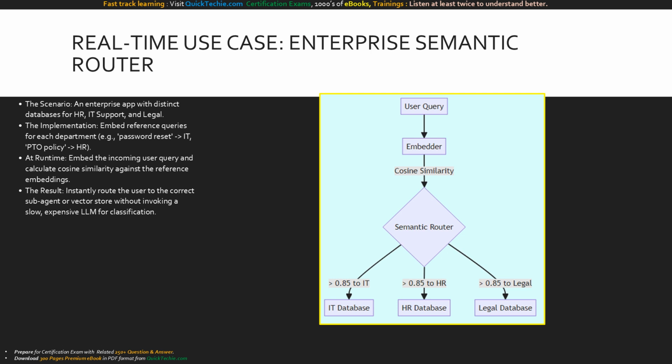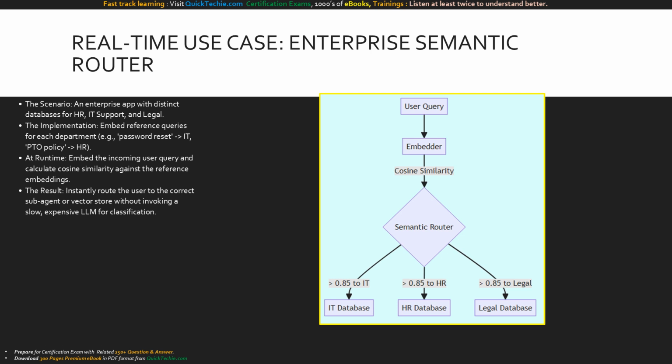At runtime, we instantly embed the user's incoming query and calculate the cosine similarity against our pre-embedded references. If the query is closest to the HR cluster, we route the system to the HR RAG pipeline. This executes in milliseconds, costs fractions of a penny, and creates a highly resilient routing layer.